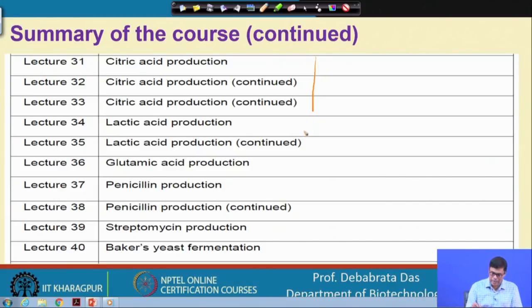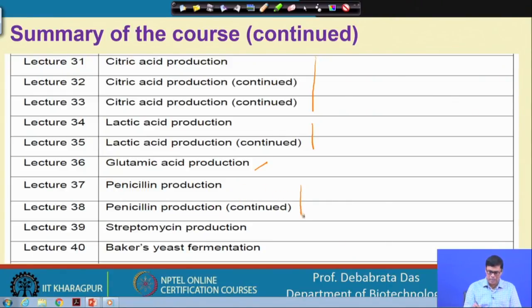After that, I discuss the lactic acid fermentation process. Lactic acid has tremendous potentiality in the market, because, as I told you, not only does lactic acid act as a preservative, but polylactic acid also has tremendous potentiality in the medicinal sector. Then glutamic acid, a kind of amino acid production, I try to discuss, which is largely used in industry.